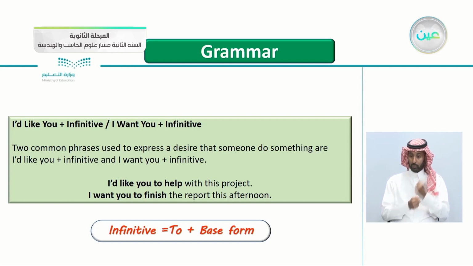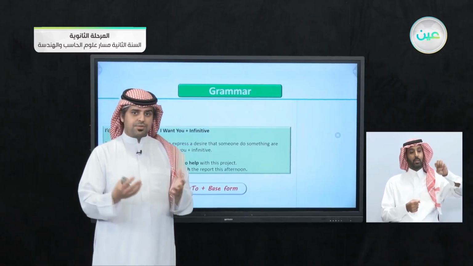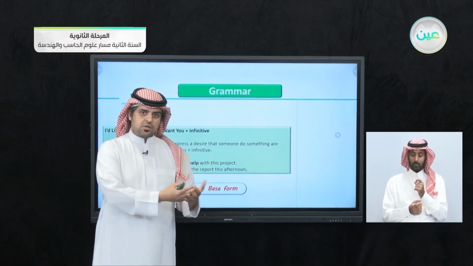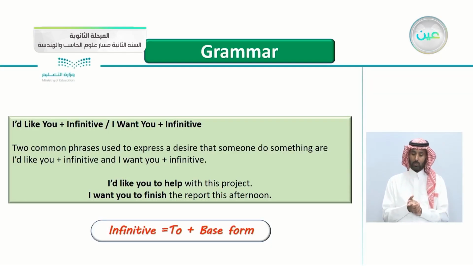The key word here is desire. When you desire something, when you want someone to do something, you use these expressions. I'd like you to sit, or I want you to sit. For example here, I'd like you to help with this project. Or you say, I want you to finish the report this afternoon.